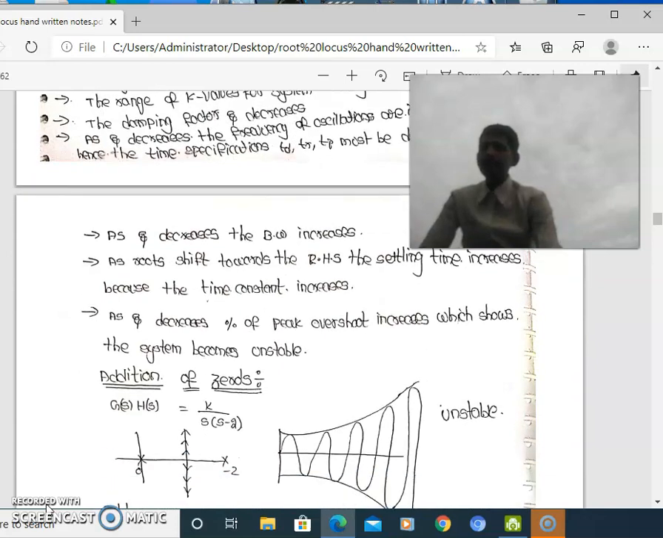As zeta decreases, the bandwidth increases. You know the relationship between zeta and bandwidth. As roots shift towards the right hand side of the s-plane, the settling time increases because the time constant increases. As zeta decreases, the percentage of peak overshoot increases, which shows the system becomes unstable.